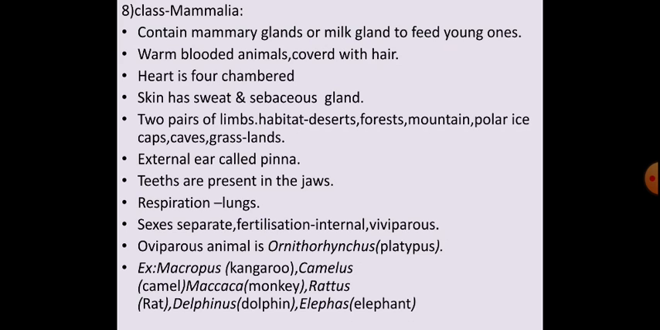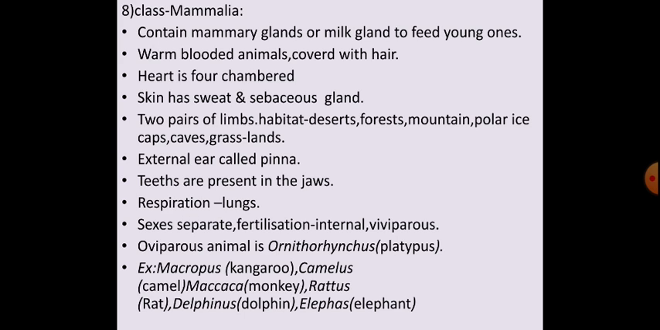They will be having two pairs of limbs, hands and legs, and these limbs are used for walking, running, climbing, burrowing, flying and swimming. Their habitat is desert, forest, mountain, polar ice caps, caves, grasslands, etc. They will be having an ear. External ear is called pinna. Teeth are present in jaws. Respiration is by lungs. Sexes are separate. Male and female individuals will be there.